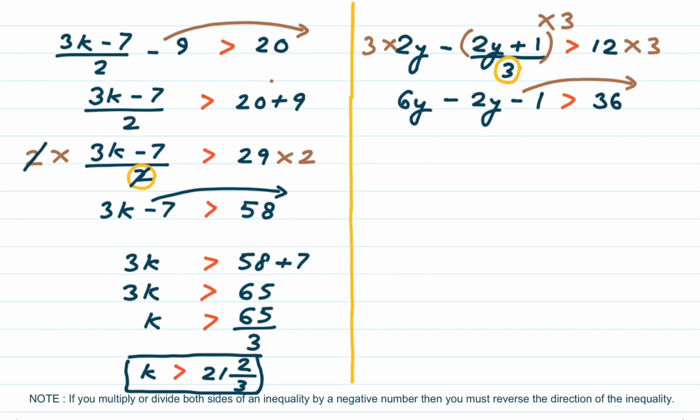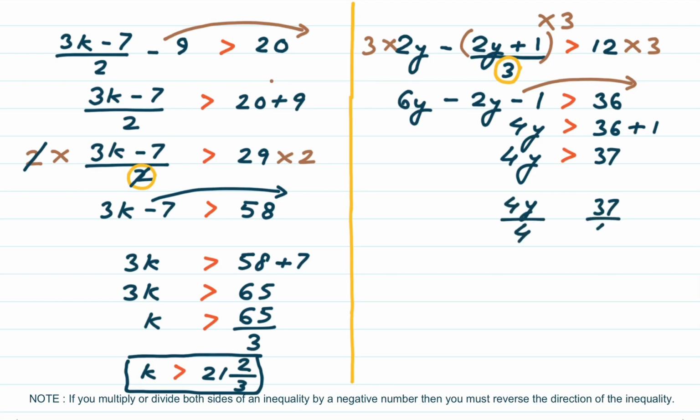Take the negative 1 to the other side, and now it becomes 4y greater than 36 plus 1, 4y greater than 37. 4y over 4, 37 over 4, sign remains the same, and we get y greater than 9 1 over 4.